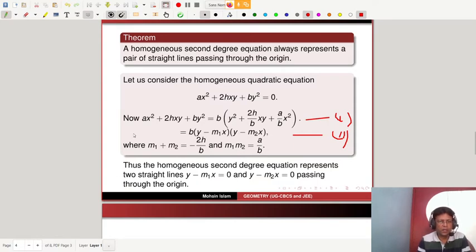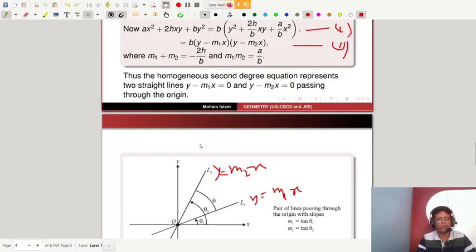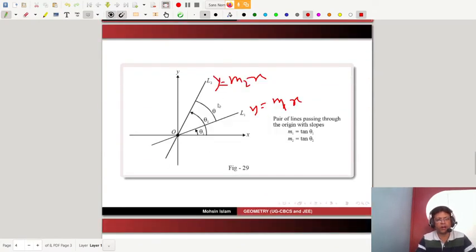So these are the important relations about a homogeneous second degree equation or pair of straight lines. A homogeneous second degree equation represents two straight lines, y equal to m1x and y equal to m2x, passing through the origin. That was our target. So finally the conclusion is that a homogeneous second degree equation always represents a pair of straight lines passing through the origin. And this is the diagram for them.